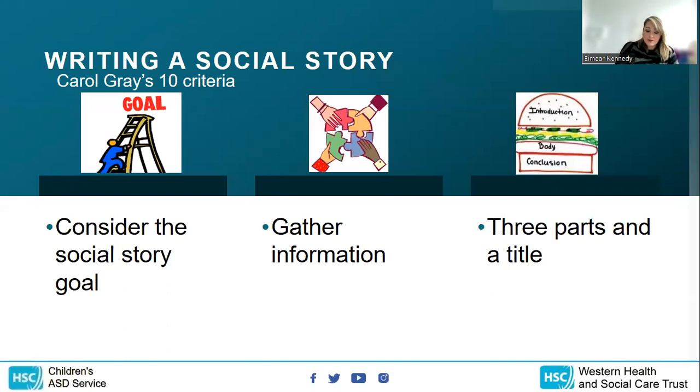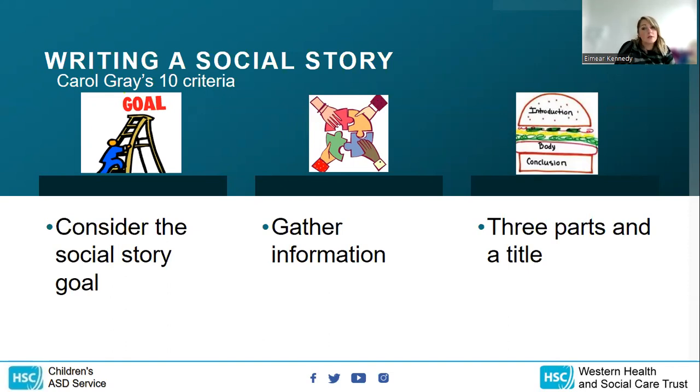Authors gather information, firstly, to improve their understanding of the audience in relation to a situation, skill, or concept, and secondly, to identify the topic and focus of each story. And like I said previously, 50% of all social stories should applaud achievements.